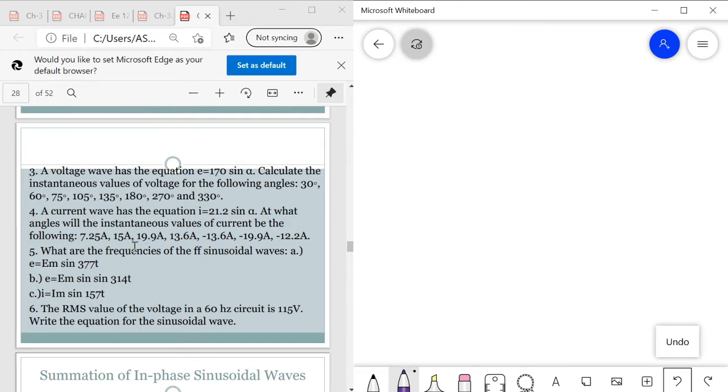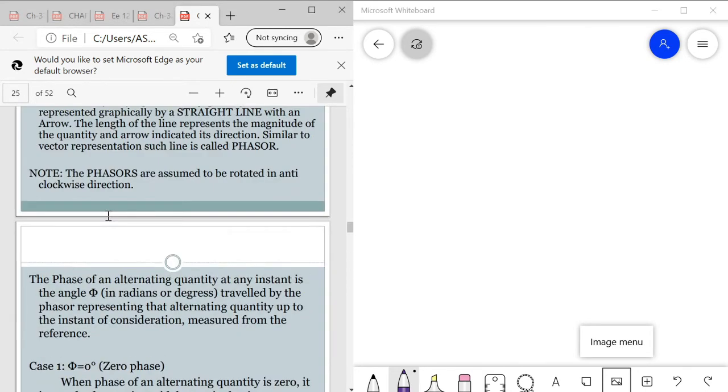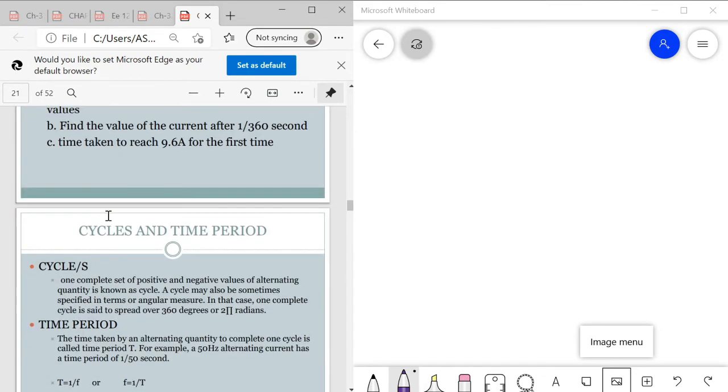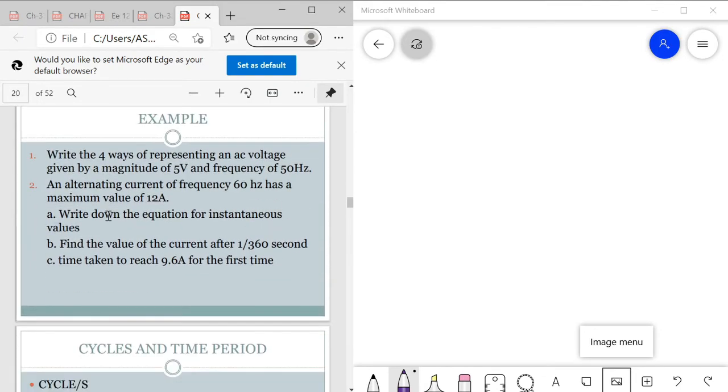Na-delete na yata yung number 1 and number 2 dito. Ay, ito yung una pala. Example natin. Ito, 1, 2, and then 3.